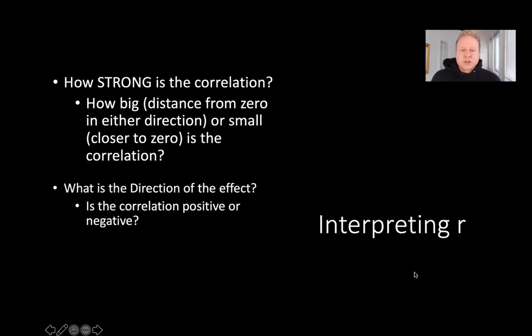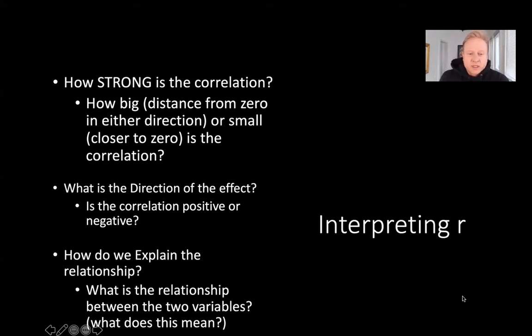Now, the direction is what we call the direction of the effect. Is the correlation positive or negative? So if they move together, meaning the taller you are, the more likely you are to win an election, that would be a positive correlation. A negative correlation would be where something moves down when something else moves up. So the more I party at college, the lower my GPA. That would be a negative correlation.